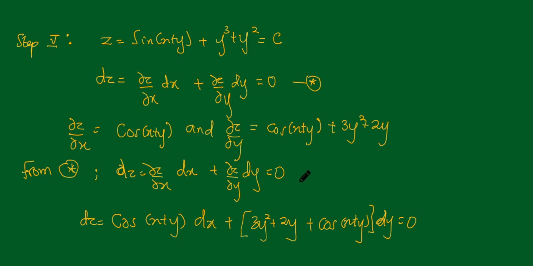Looking at this expression, we can see that it's the same differential equation that we were given to solve. So this shows that by directly differentiating the primitive solution, sine x plus y cubed plus y squared equal to c, which is a constant, without any further process, we can arrive back at the exact differential equation we were given in the beginning of the question. And so this has confirmed that we have the right solution to the differential equation.